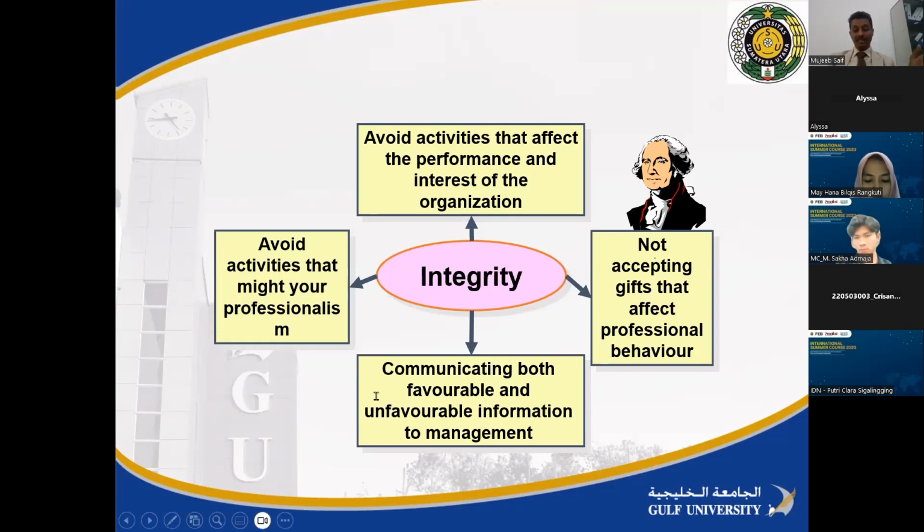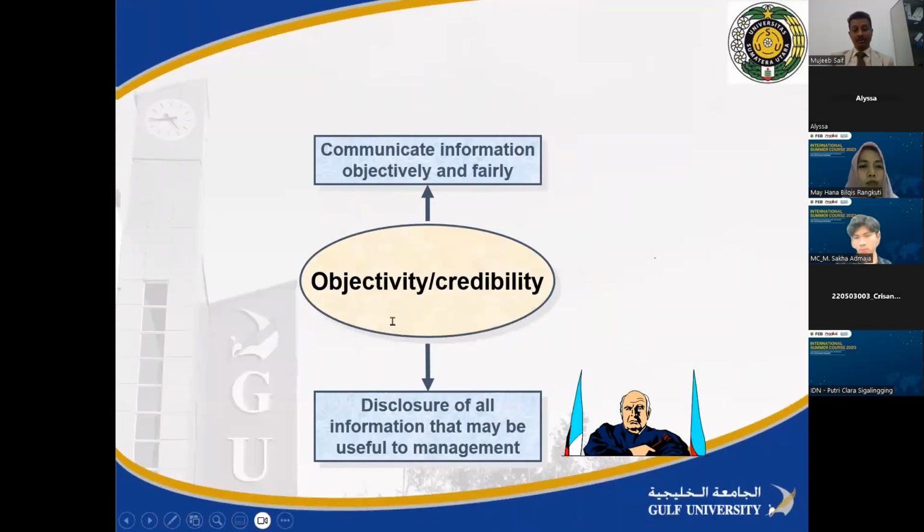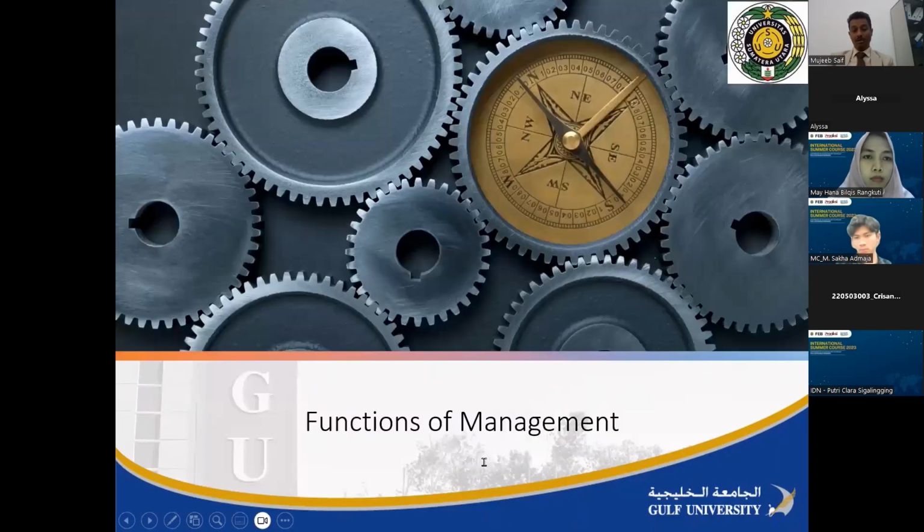So, communicating both verbal and non-verbal information. All right, so this is objectivity: communicate information fairly, and disclose all information that is useful. So this is the function of the management.